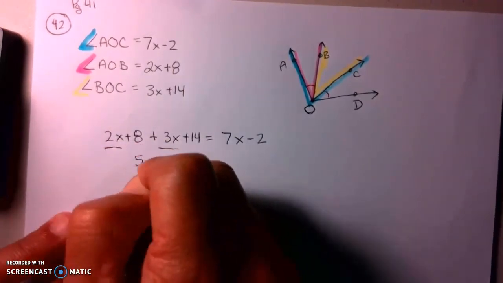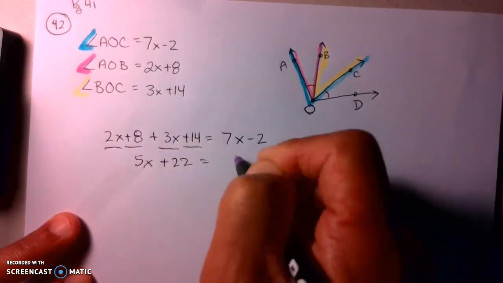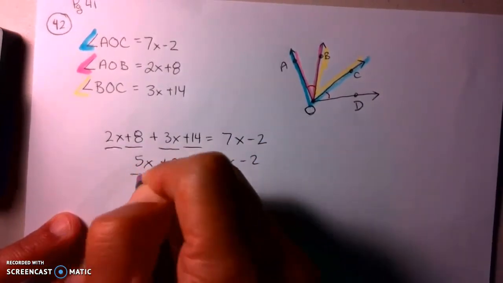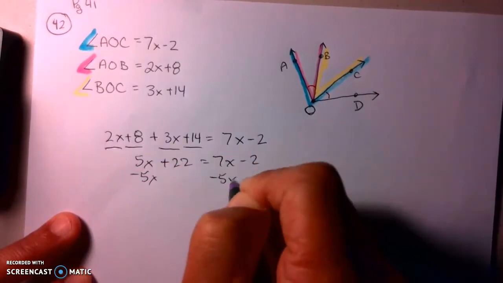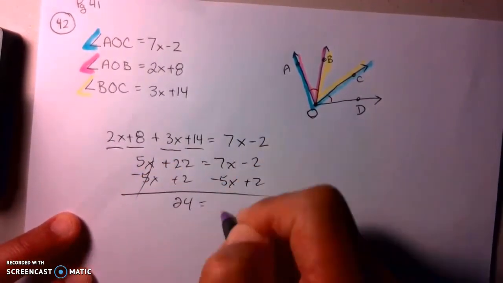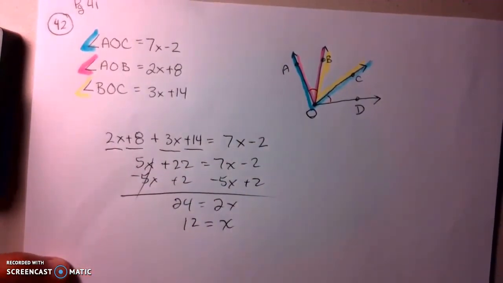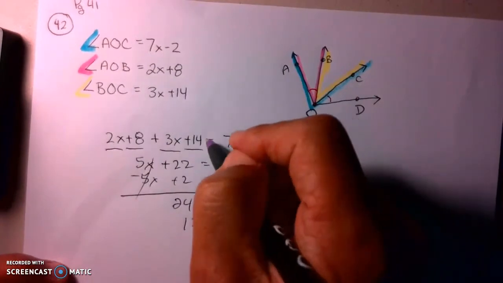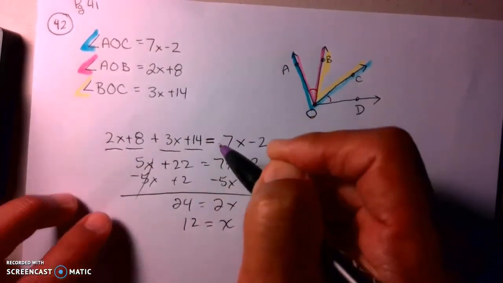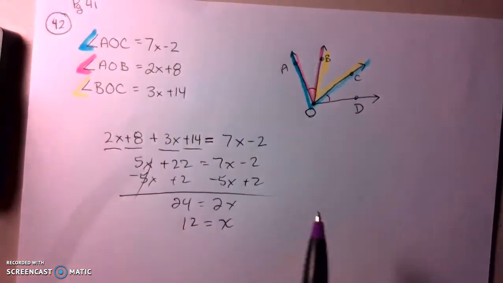2x, 3x, that's 5x, 8 plus 14 is 22, and then you just solve for x like normal. Let's minus this 5x over here. I'll add this to this direction. This goes away. 24 is equal to 2x. Looks like x is going to equal 12. But again, you've got to have an equation, something that's equal. All right, and don't just guess this equal to that. You've got to look at the picture and decide.